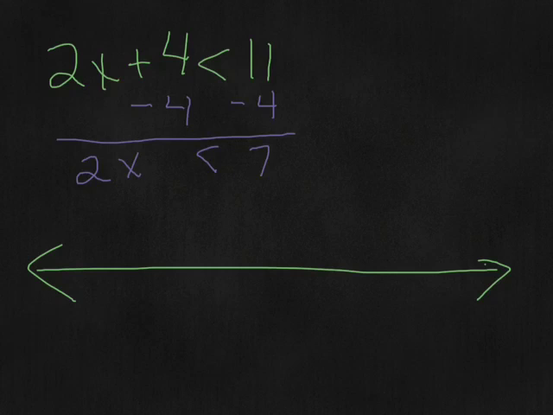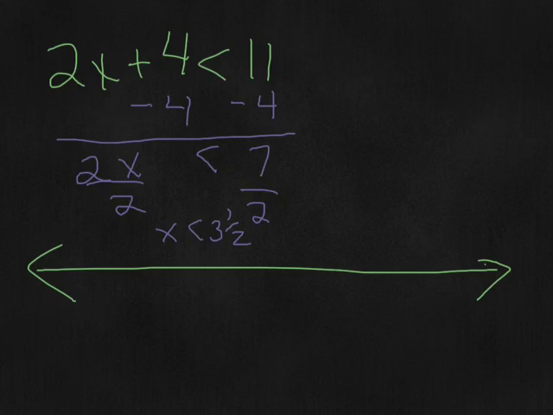Wow, I was really hoping this one would work out evenly. I didn't write the best example here, now did I? So 2x is less than 7. And I divide both sides by 2. And x is less than 7 divided by 2, which is 3.5. So it wasn't too bad. Okay, so x is less than 3.5.